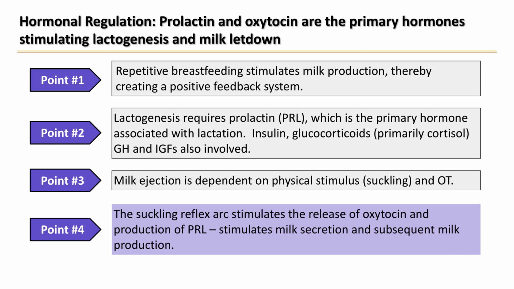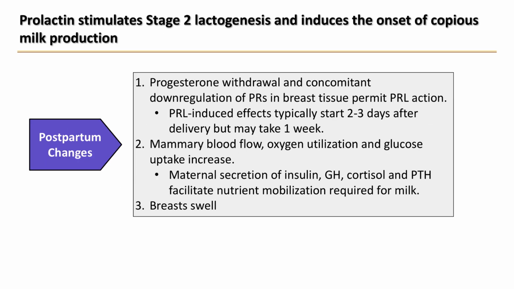Point number 1, repetitive breastfeeding stimulates milk production, thereby creating a positive feedback system. Point number 2, lactogenesis requires prolactin, which is the primary hormone associated with lactation. We know that insulin, cortisol, GH, and IGF-1 are also involved. Point number 3, milk ejection is dependent on the physical stimulus, i.e. the infant suckling, and oxytocin. Point number 4, the suckling reflex arc stimulates both the release of oxytocin and production of prolactin. This stimulates milk secretion and subsequent milk production for the next time the baby suckles.